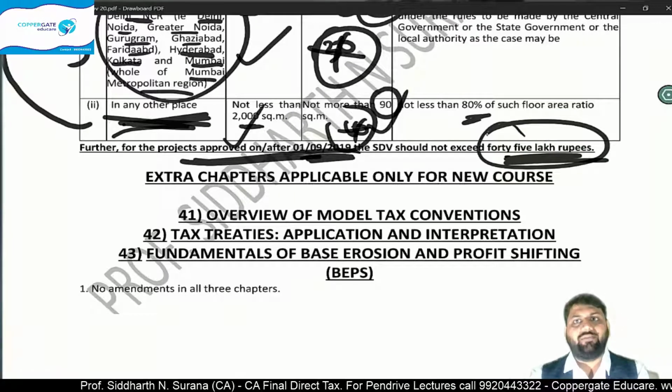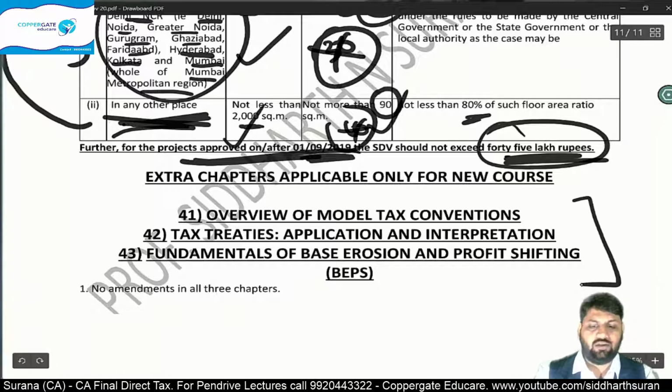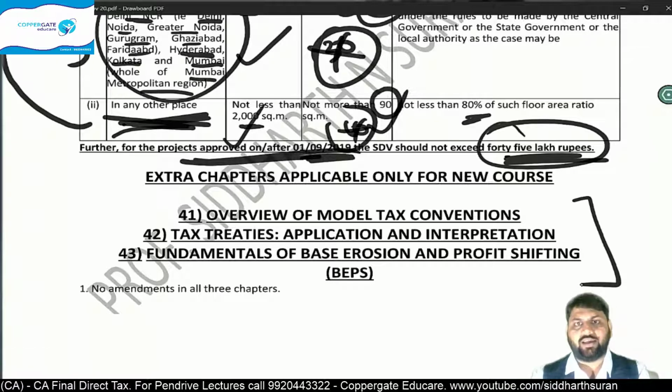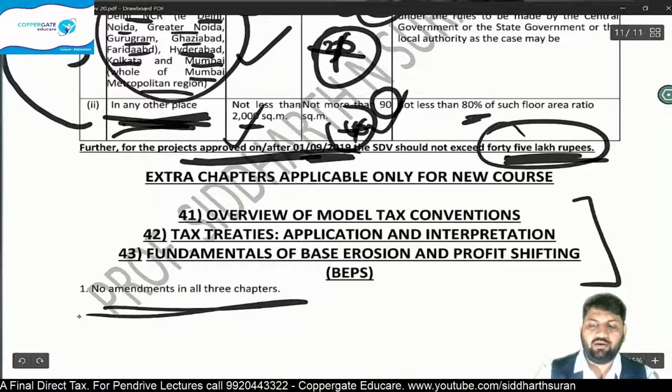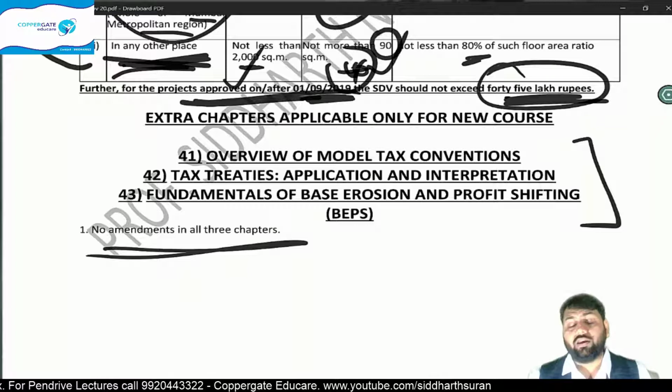So these are the amendments that have taken place in your chapter, deductions under chapter 6A. These are the amendments, and as far as extra chapters in the new syllabus are concerned, model tax convention, tax treaties and BEPS, there is no amendment in all the chapters. This is your amendment lecture in full English language.